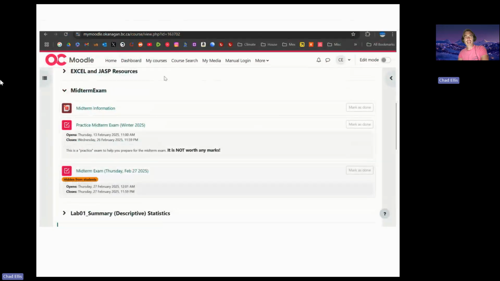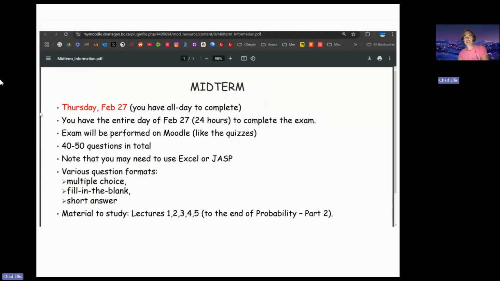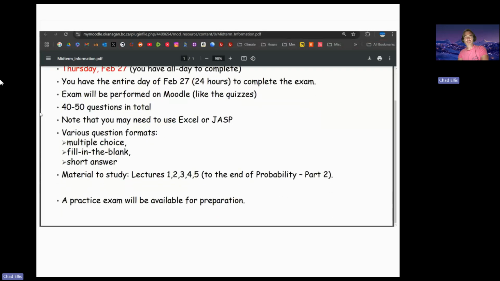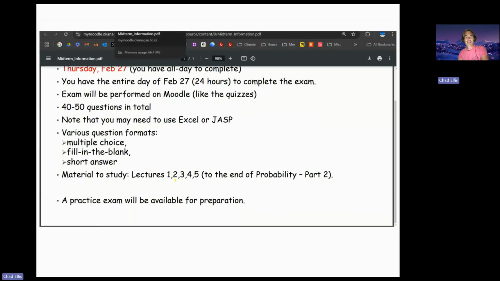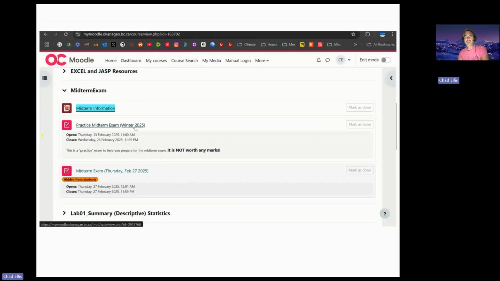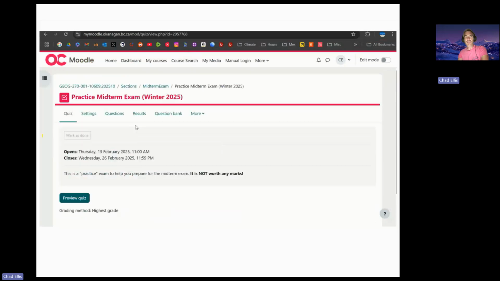Also in Moodle, I've added under midterm exam a bit of information about the midterm itself. It's going to be in 2 weeks. You'll have all day to complete it. I went over this last time. It'll be about 40 to 50 questions, in various formats. You might have to use Excel or JASP, so keep those handy. And the material is up to the end of this lecture series, the end of probability part 2.